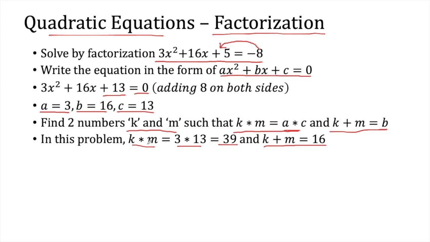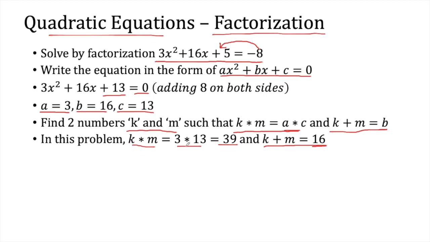So first, you must always try and solve for k times m, since there is a much more limited number of values for k times m than for k plus m. So 39 has only 4 factors, which are 1, 3, 13 and 39. So the first combination that we can try is k times m is equal to 1 times 39. But if we do that, then k plus m will be 1 plus 39, which is 40. And we see that k plus m must be equal to 16.